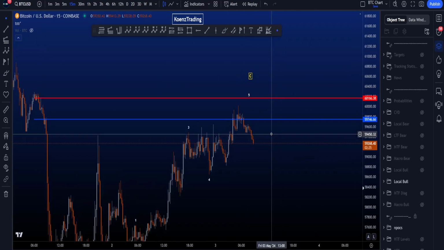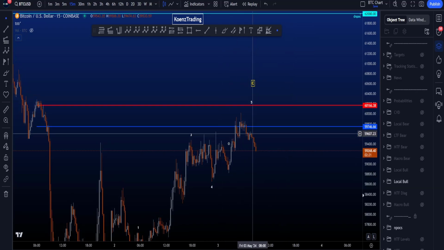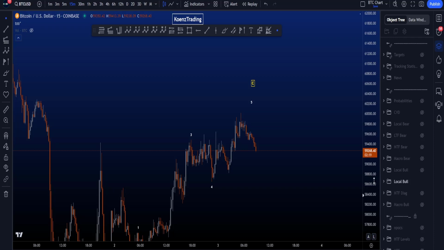Now the point of control just above price hasn't yet been touched, 60.1k, but as you can see, the value area low is acting as resistance locally.